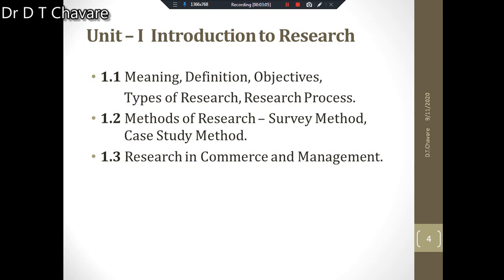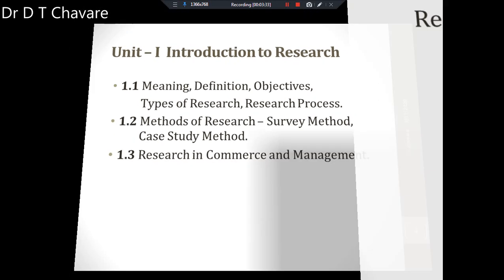Then 1.2 includes methods of research. There are different types of methods, but in your syllabus only 2 methods are there. Those are survey method and case study method. These 2 methods you have to study. And then the third point is research in commerce and management. All these 3 points are included in Introduction to Research. This is unit number 1.